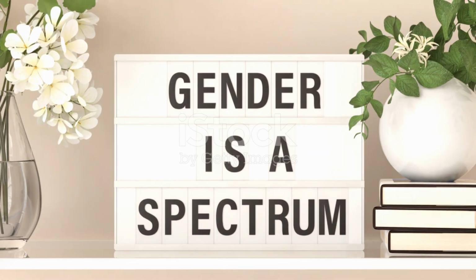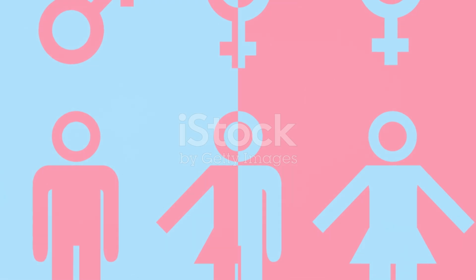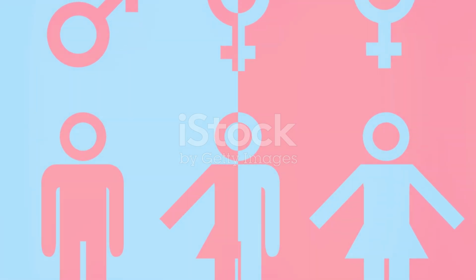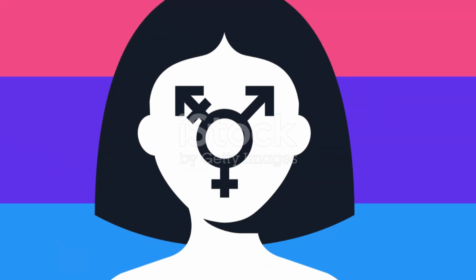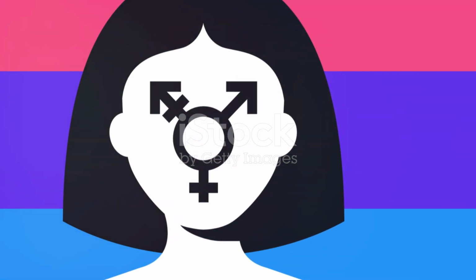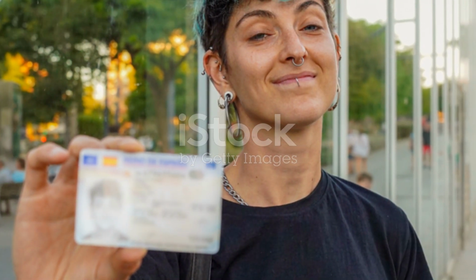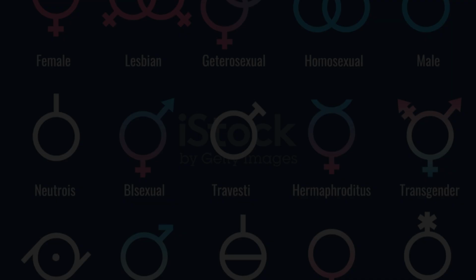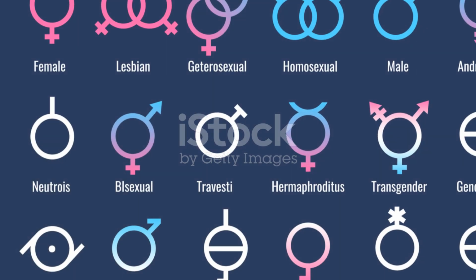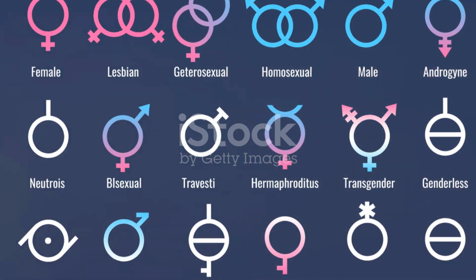Gender identity is a person's internal sense of their gender. It may or may not align with the sex they were assigned at birth. Like biological sex, gender identity exists on a spectrum. It's not limited to just male or female. Some people identify as non-binary, gender fluid, or agender. Others may have a gender identity that changes over time.